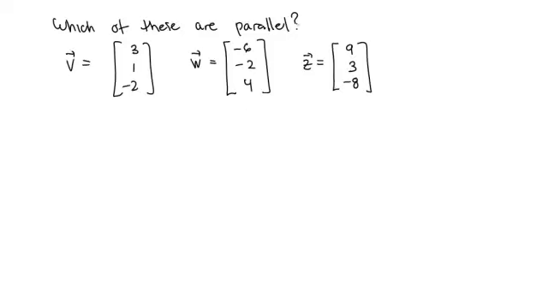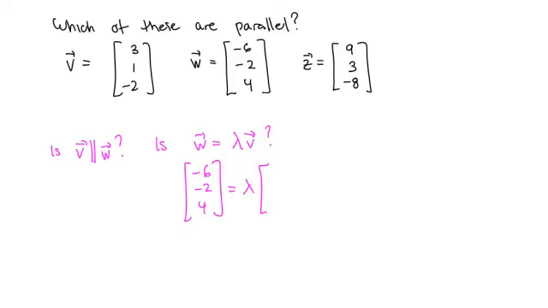Which of the following three vectors are parallel? So we could check this out in parts. Is v parallel to w? Well, we just have to see, is w some multiple of the vector v? Well, let's check this out. This would be the equation (-6, -2, 4) equals lambda times (3, 1, -2). And remember that scaling is done component-wise, and so if we scale the right-hand side, we would have 3 lambda, 1 lambda, and -2 lambda.